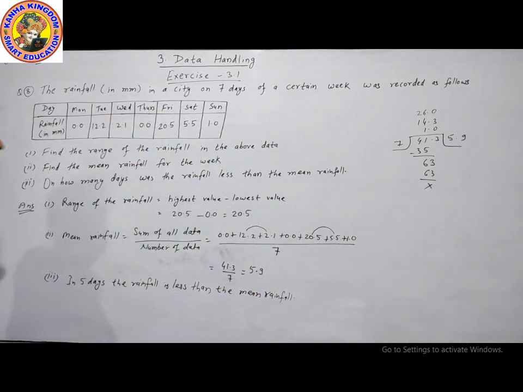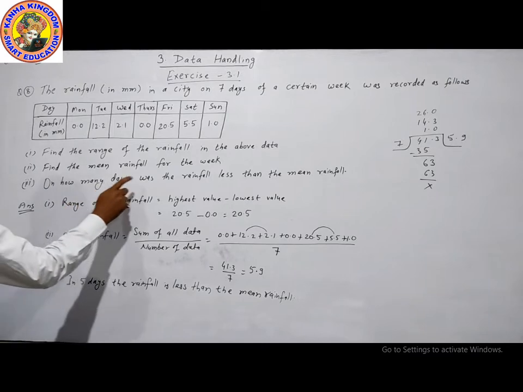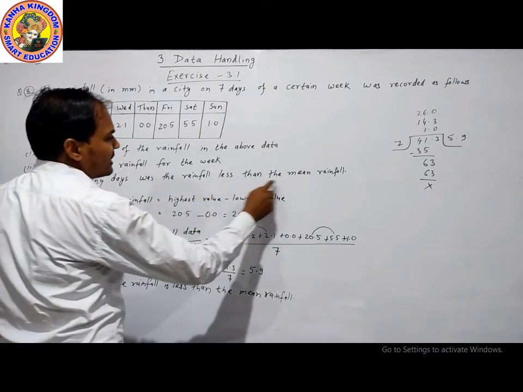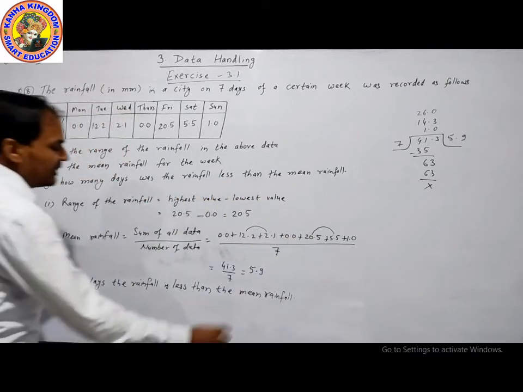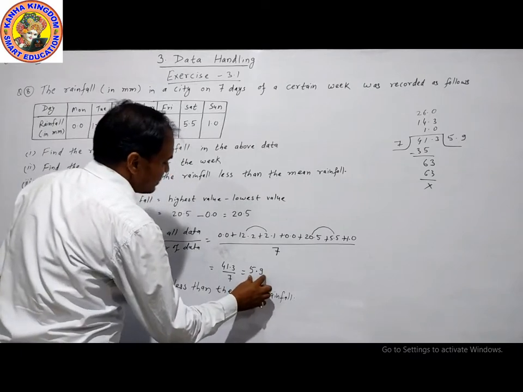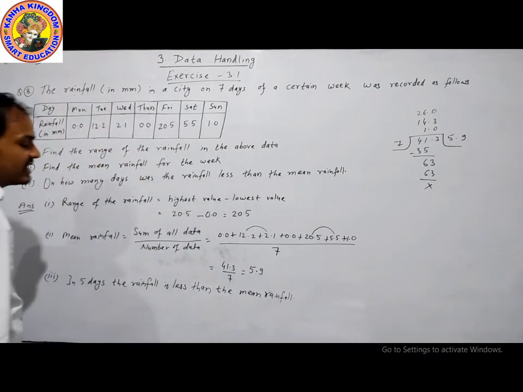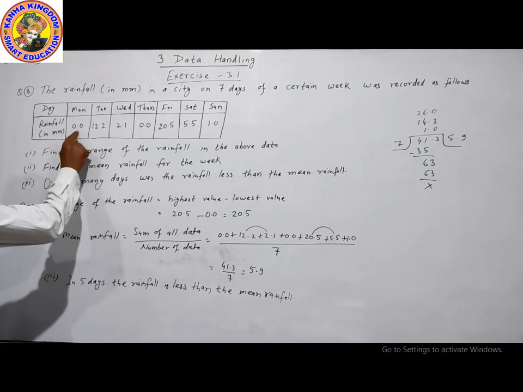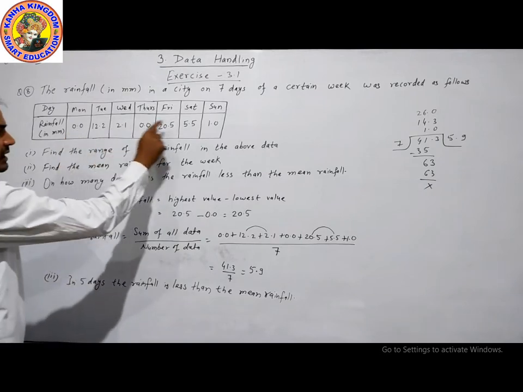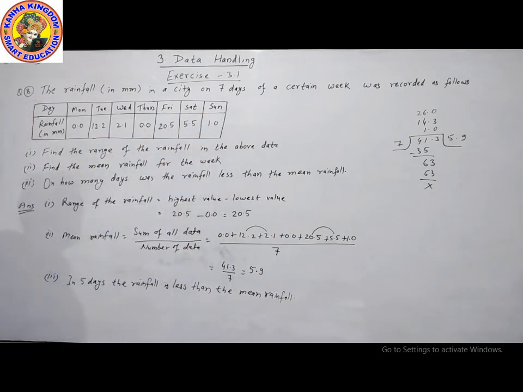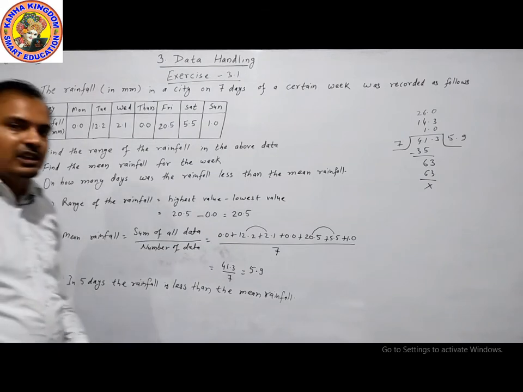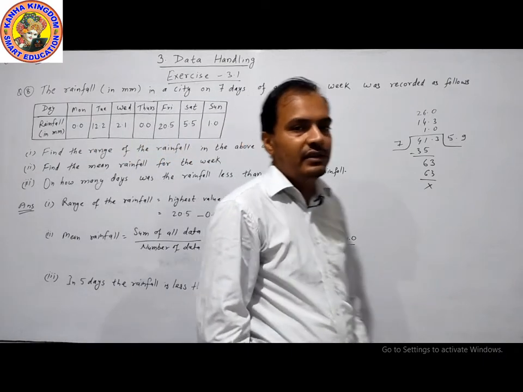Answer is 5.9. Question number 3: on how many days was the rainfall less than the mean rainfall? The mean rainfall value is 5.9. How many days are less than 5.9? 1, 2, 3, 4 and 5. 5 days are less than our mean rainfall. You can take a screenshot of this. We will move to our next question.